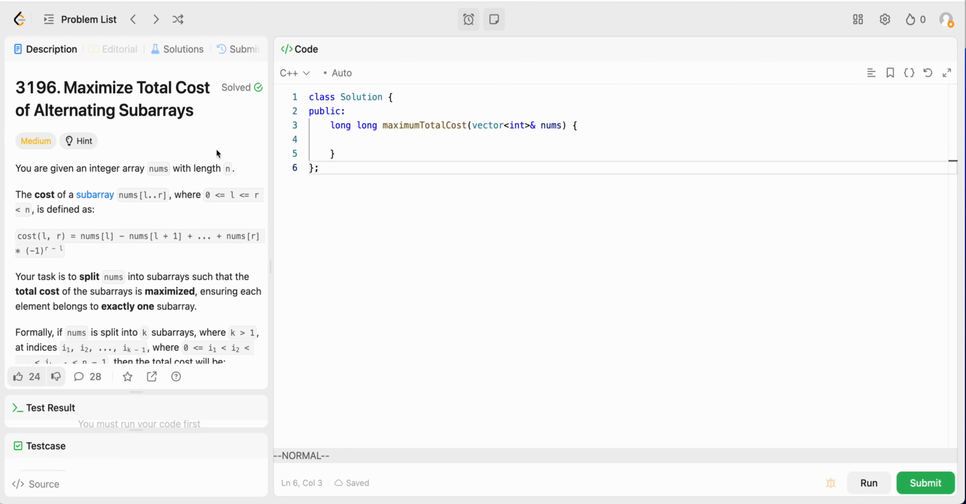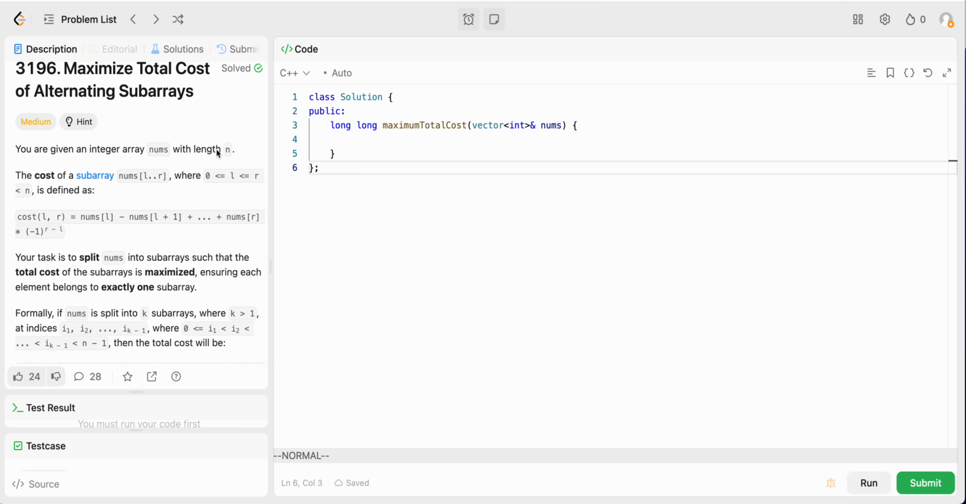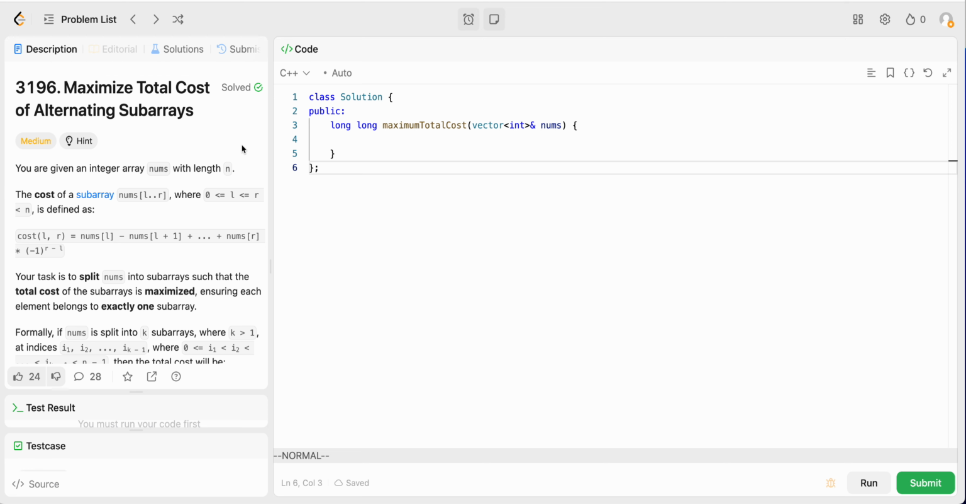Let's work on Leetcode 3196, maximize total cost of alternating subarrays. So this is a dynamic programming problem. Let's see what this problem is about.